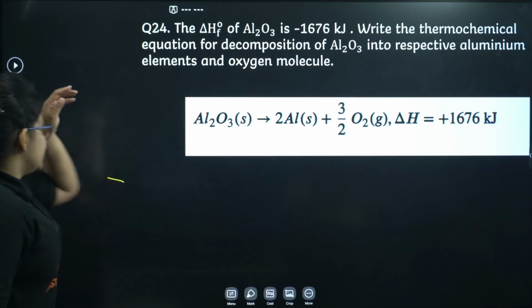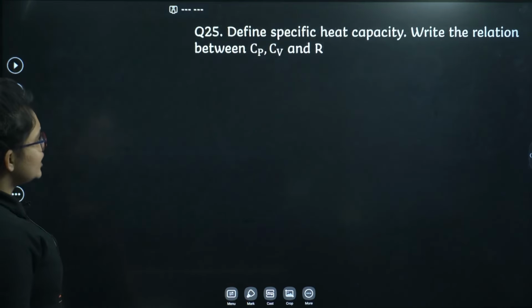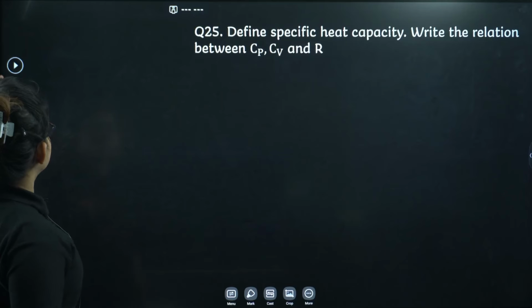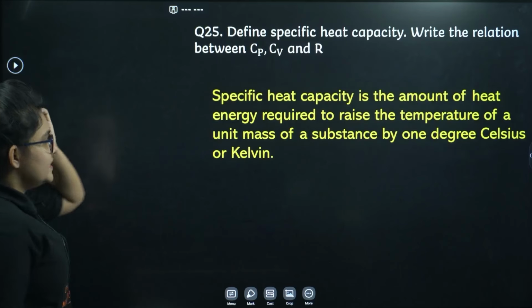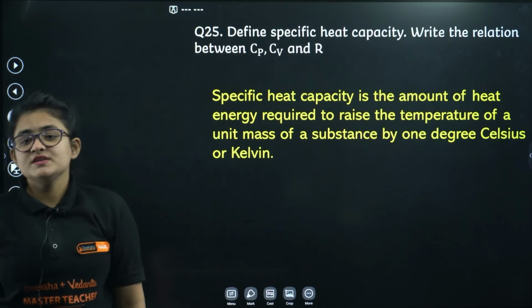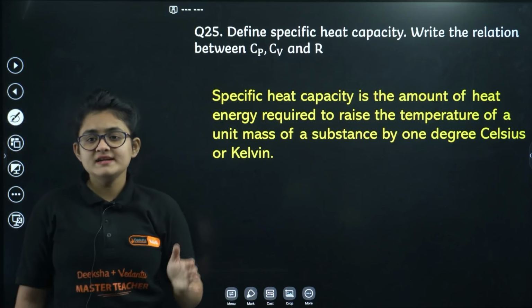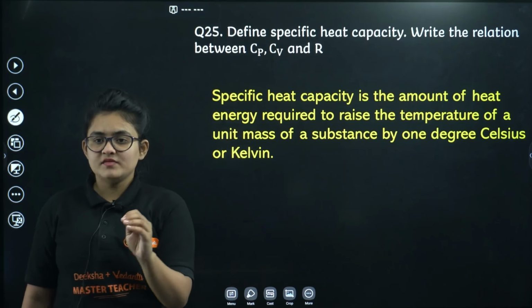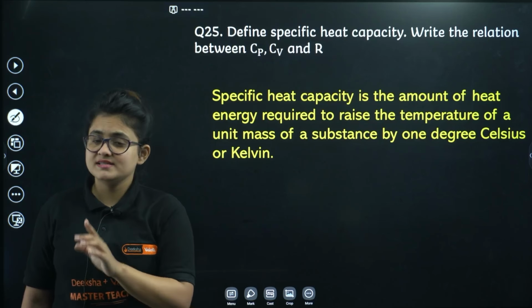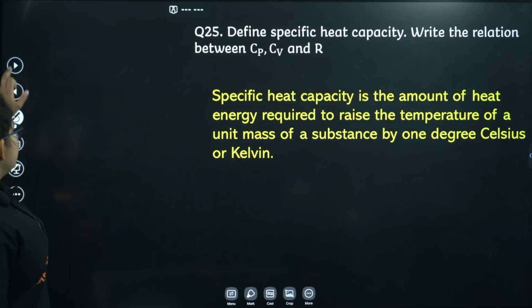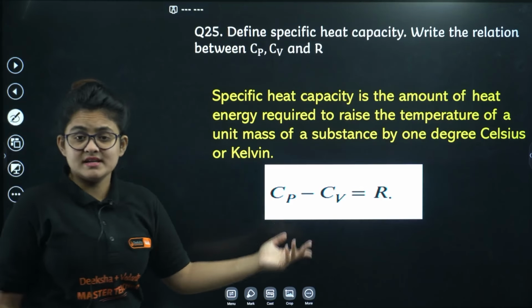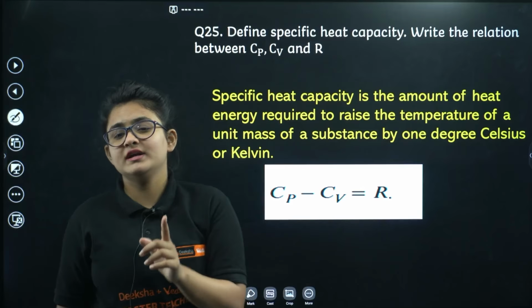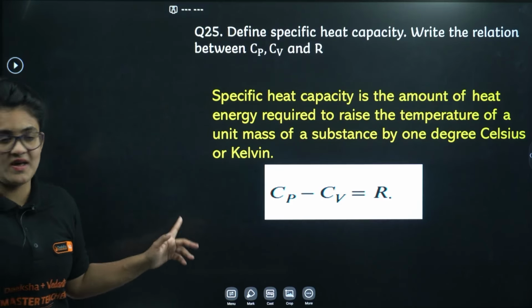Okay, let's proceed. Define the specific heat capacity, write the relation between Cp and Cv. So what is specific heat capacity? Specific heat capacity is the amount of heat energy required to raise the temperature of unit mass of a substance by 1 degree Celsius or Kelvin. Next, Cp minus Cv equals R, that is the relation. Please don't forget to go through the derivation of this particular equation as well.